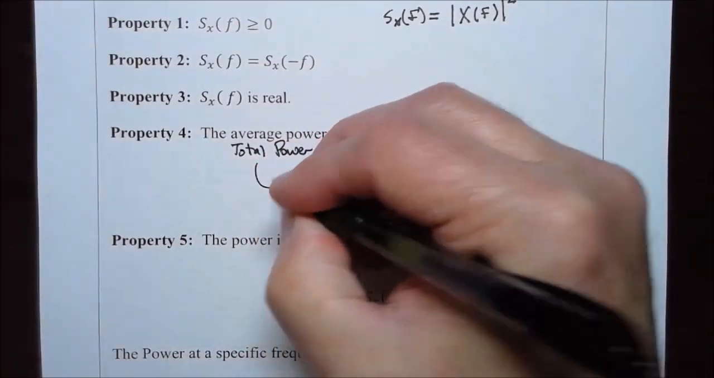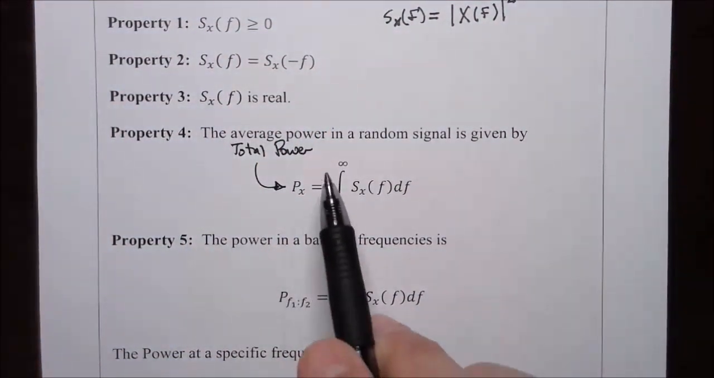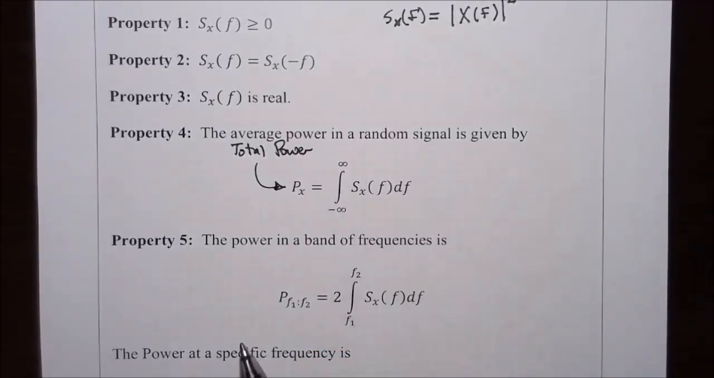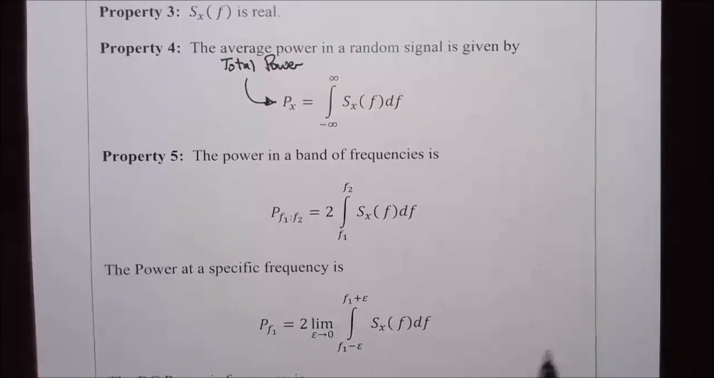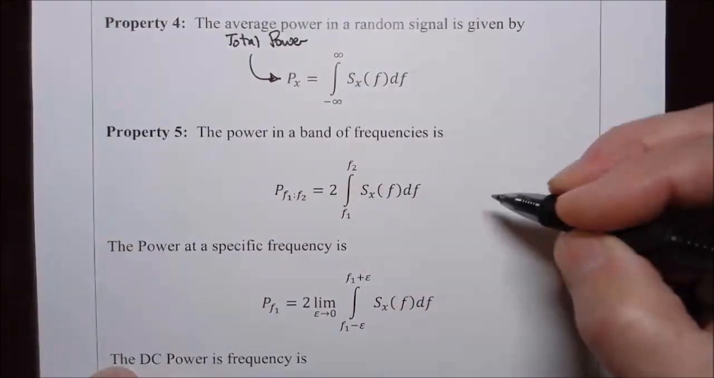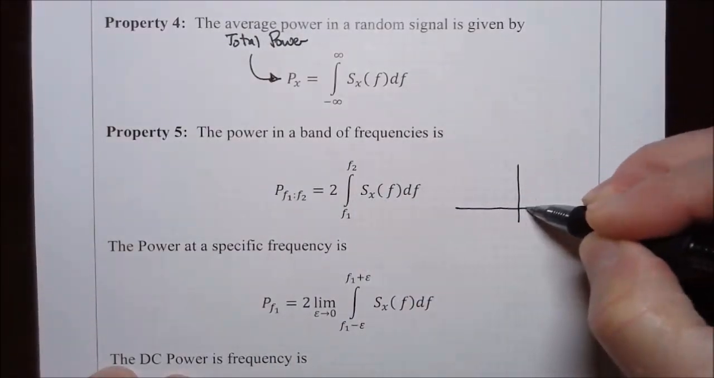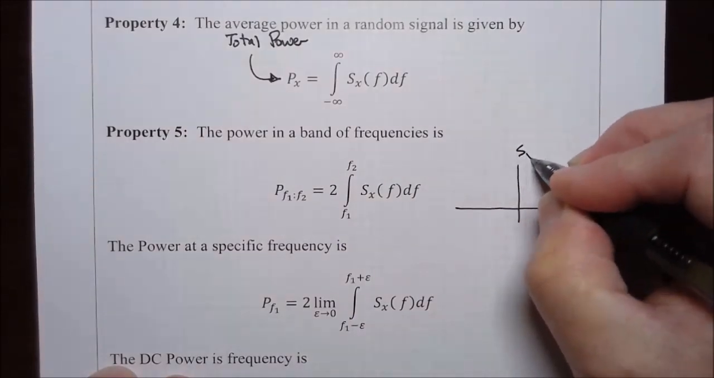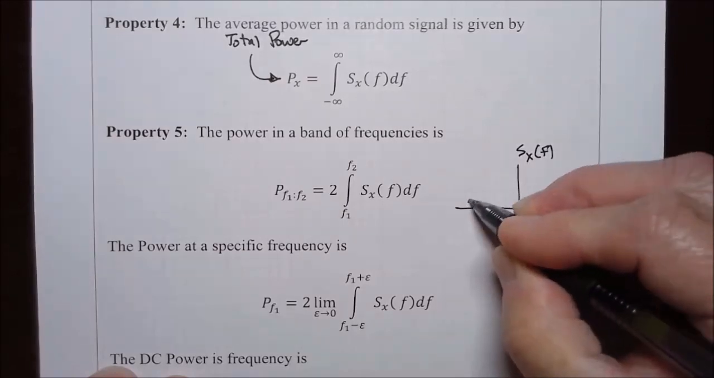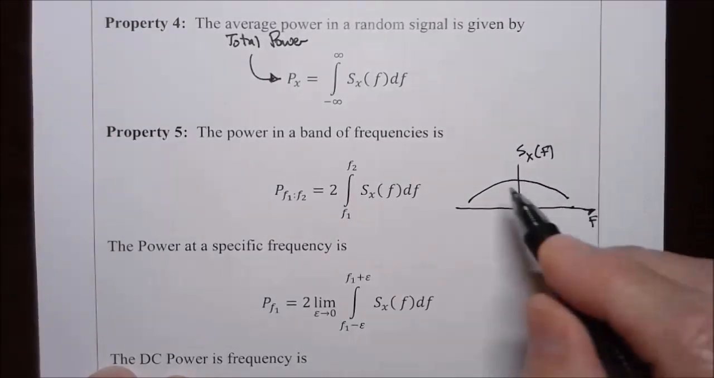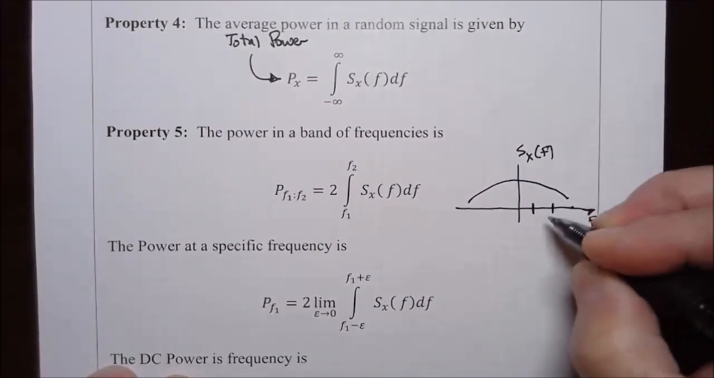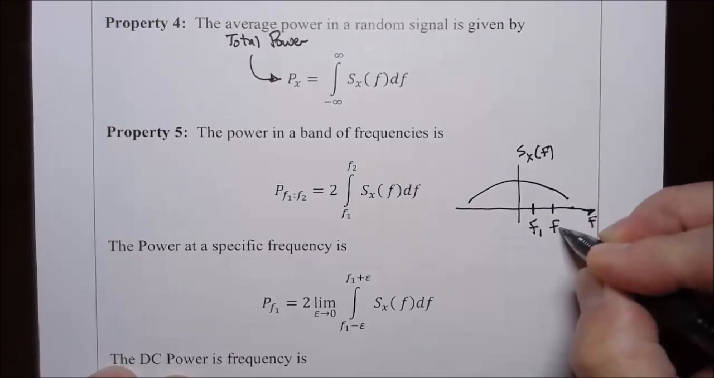Either one, that's P with the subscript X. That's the integration of the power spectral density over all frequency. If you want to know the power in a band of frequencies between F1 and F2, so we have a power spectral density as a function of frequency, and it looks like this. Just to give it a shape, I've tried to make it symmetrical, and we are looking in the band of frequencies between F1 and F2.